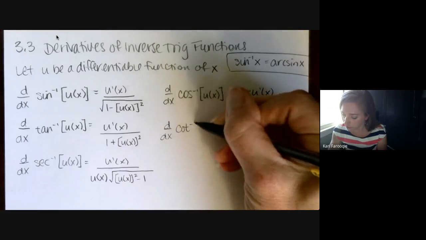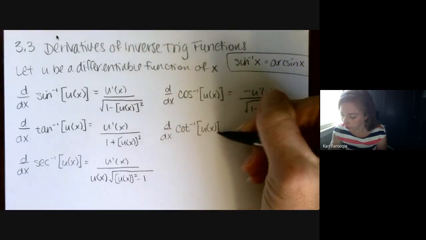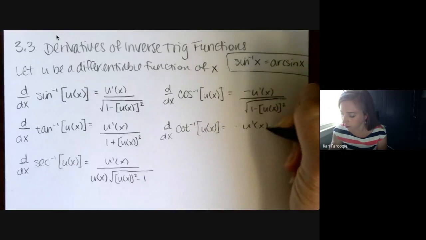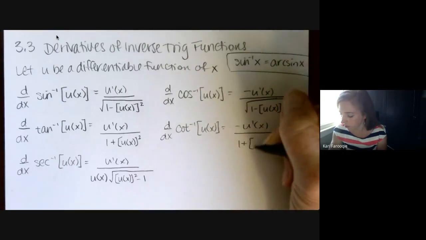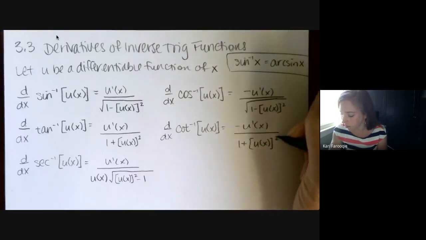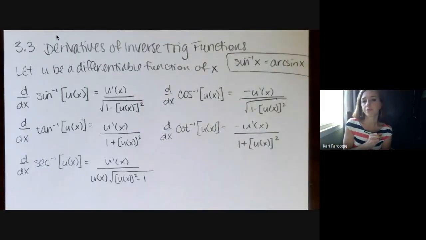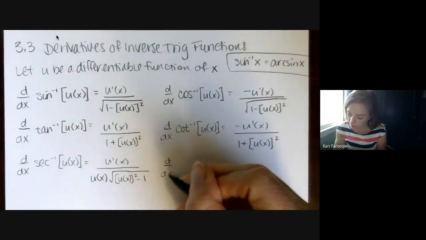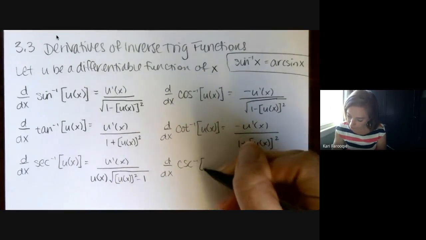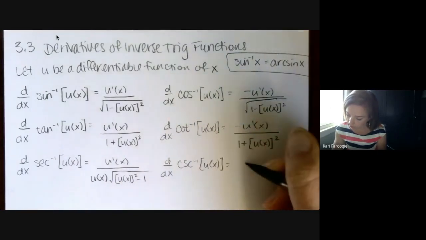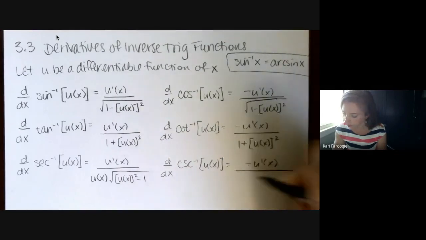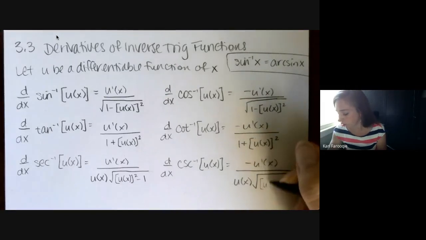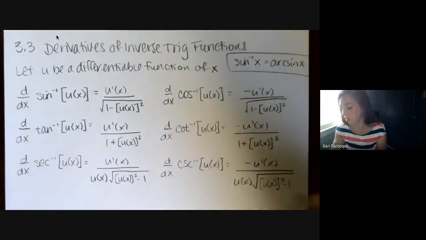So that means for the inverse cotangent of some function u of x, you have negative u prime of x divided by 1 plus u of x quantity squared. And then for the cosecant, the inverse cosecant, I should say, negative u prime divided by, again, we have this factor of u of x multiplied by the square root of u squared minus 1.